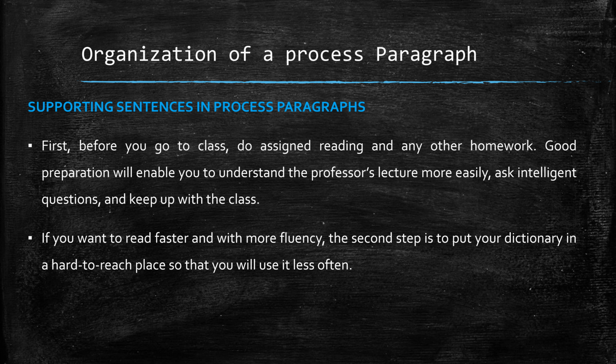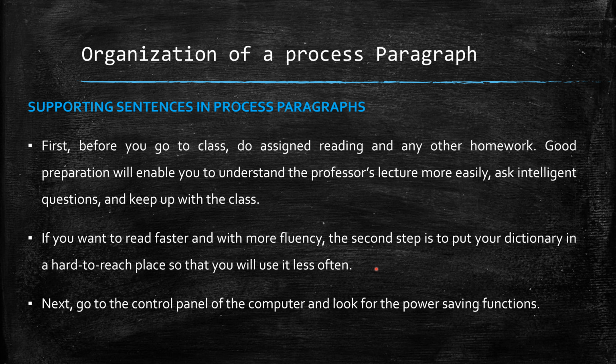If you want to read faster and with more fluency, the second step is to put your dictionary in a hard-to-reach place so that you will use it less often. Here, we use some transition signals that we are going to speak about. First, and also the second step is. Next, go to the control panel of the computer and look for power saving functions. Next is a transition signal. It will help to build better coherence.